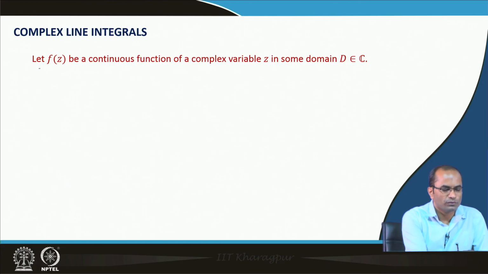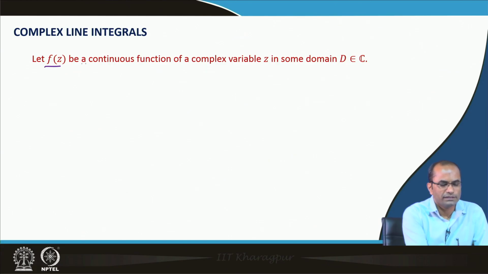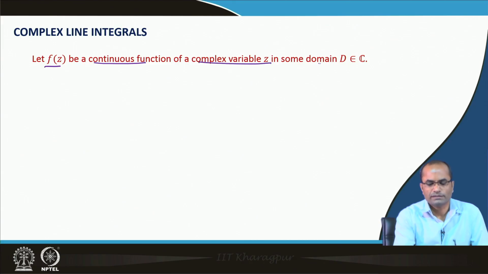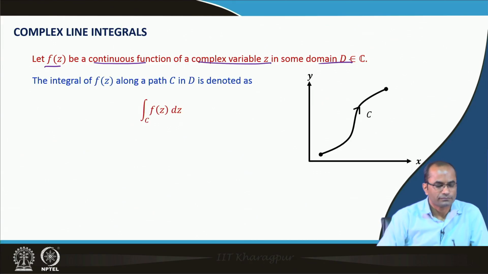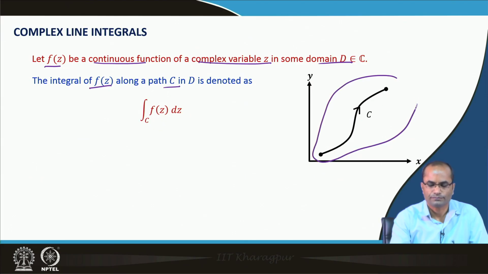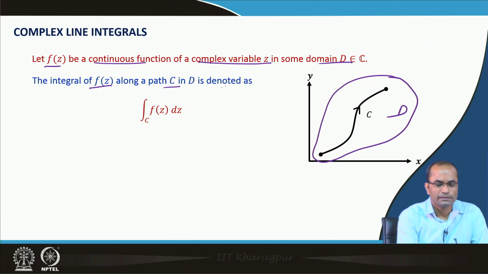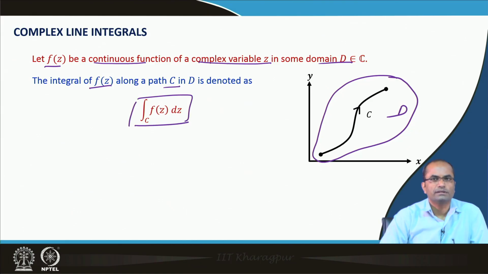Just to go quickly, let f(z) be a continuous function of a complex variable z in some domain D. Then the integral of f(z) along a path C, so we have a path C in some domain D, is denoted by this notation: integral over C of f(z) dz, a similar notation to what we had earlier in the vector context.